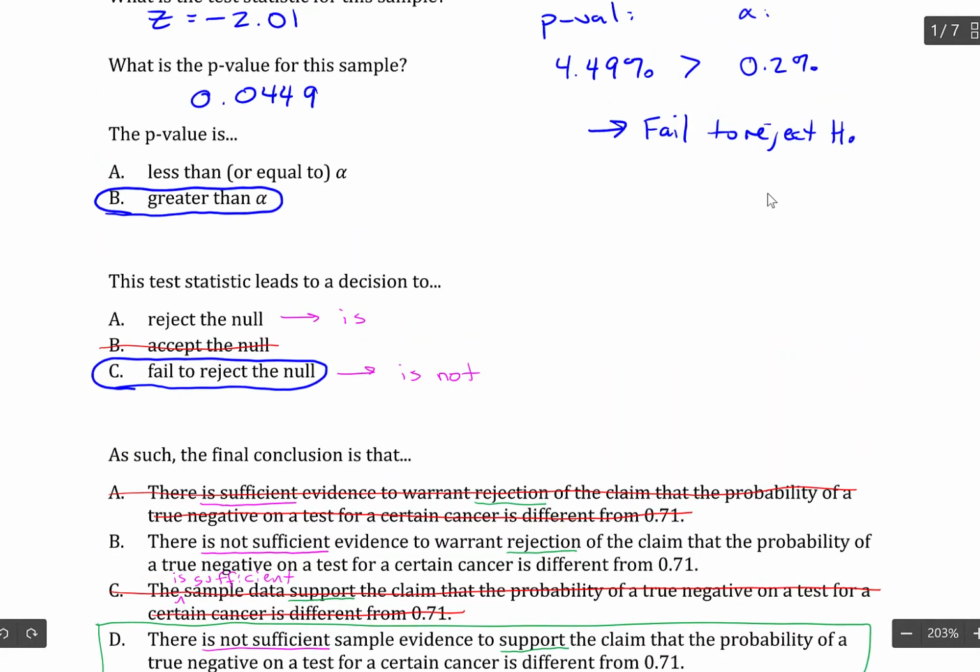And that's why we have this not quite as direct result from the decision. And that's where that comes from.